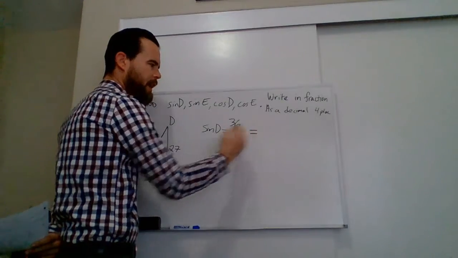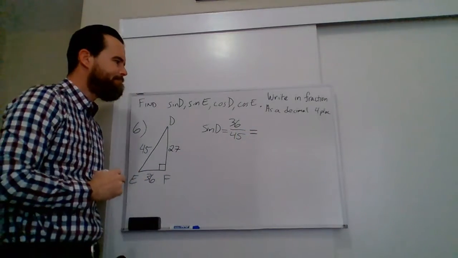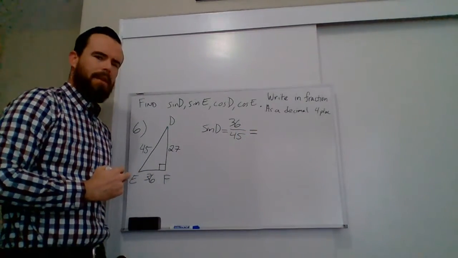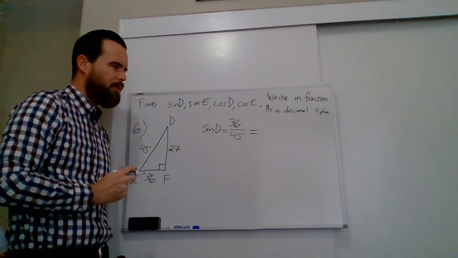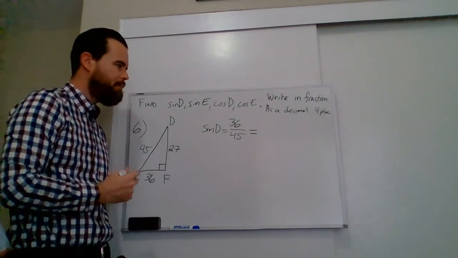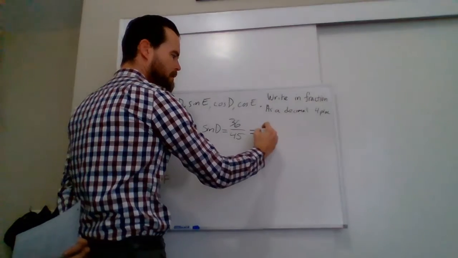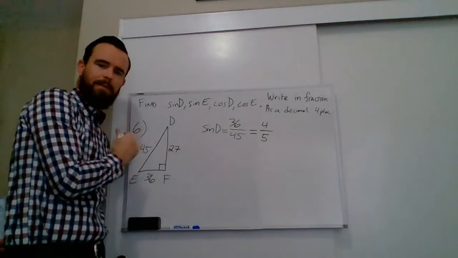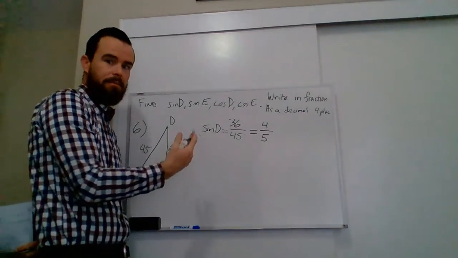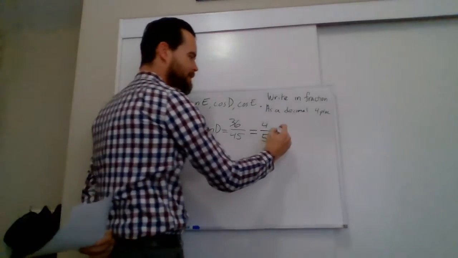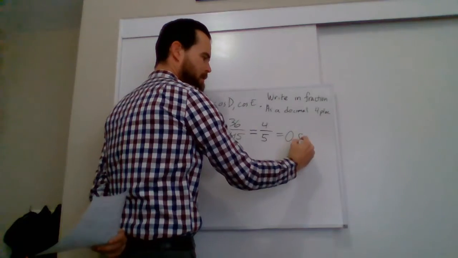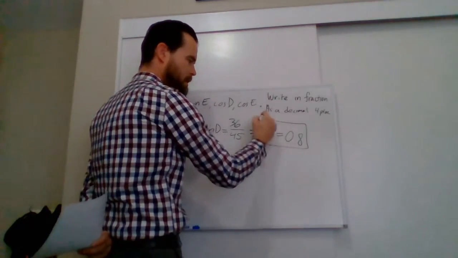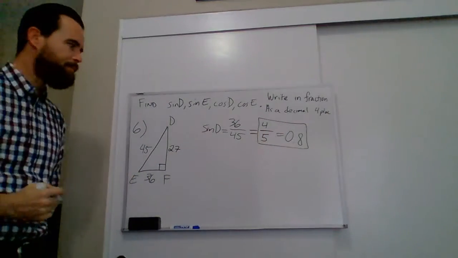What are we going to divide both of them by? I think 9 works. 9 goes into 45 5 times. 9 goes into 36 4 times. All right, so we got 4/5. We already know the decimal for that one because that's just like the last problem. So there's our fraction and our decimal form.